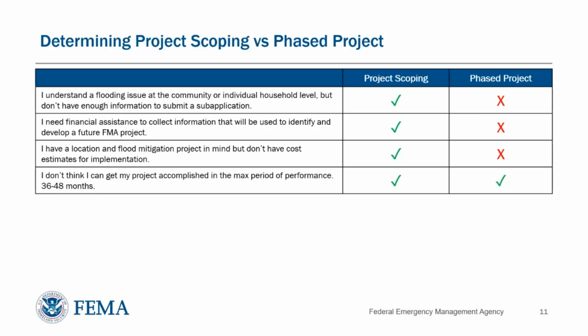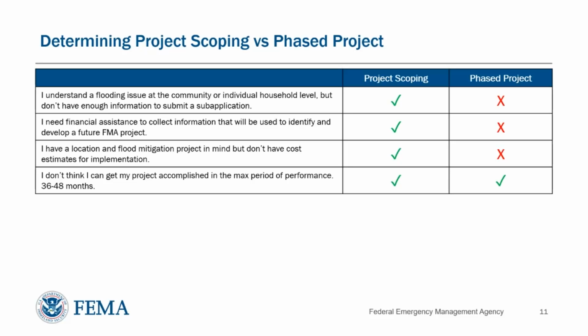When determining whether you have a phased project or project scoping application, there are some statements you may want to consider. For project scoping, if you understand the flooding issue at the community or individual household level, but you don't have enough information to submit the sub-application, or if you need financial assistance to collect information that will be used to identify and develop a future flood mitigation project, these are great reasons for project scoping.